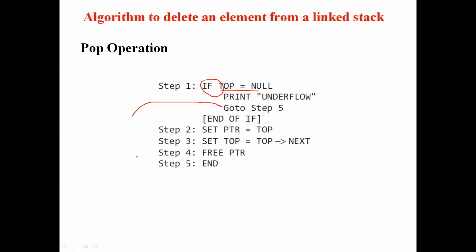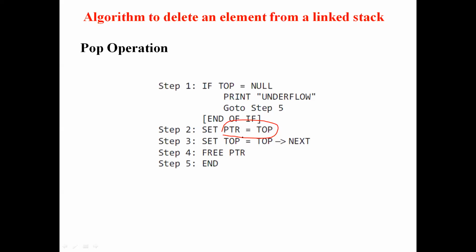You can directly go to step 5. Otherwise, what you have to do? You have to go to step 2. What they are doing is passing the top value to a pointer variable. Just observe clearly here. They are fetching the top value and assigning it to the pointer. Pointer is a variable of struct node type. Again, it's going to be struct node.